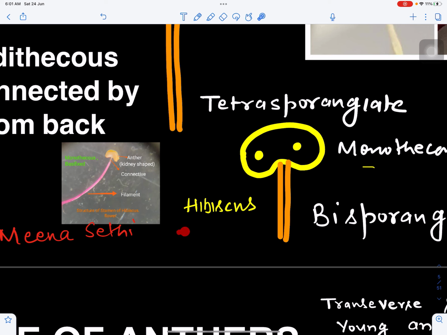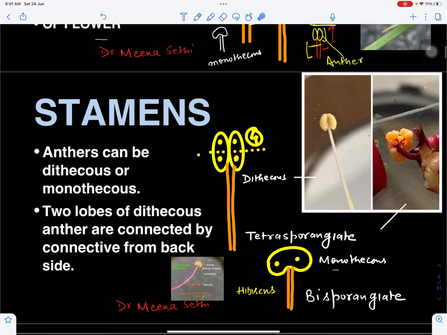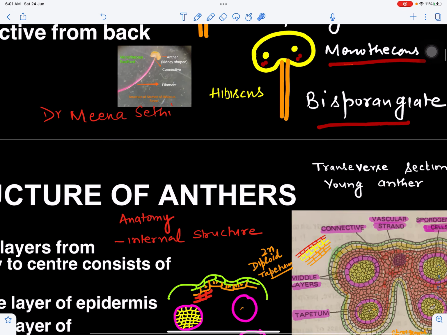So this is monothecus anther, and this is the bithecus anther. When an anther has two lobes, this is dithecus or bithecus, and it will have four groups of sporogenous tissue. When it has one lobe, it will have two groups of sporogenous tissue. So this is called monothecus and bisporangiate.